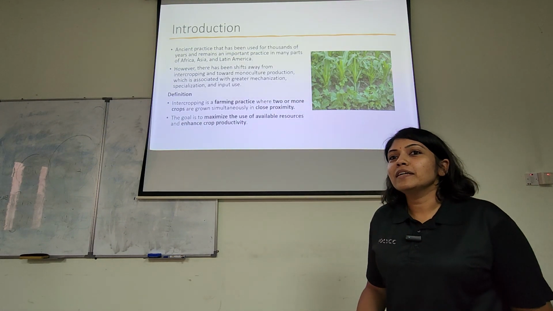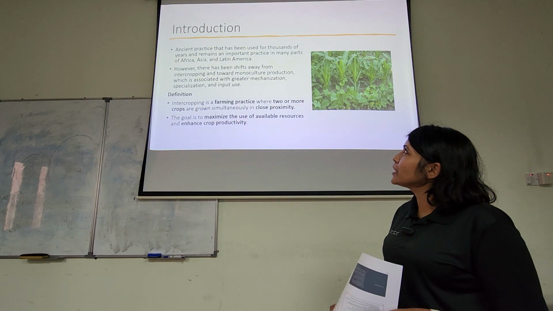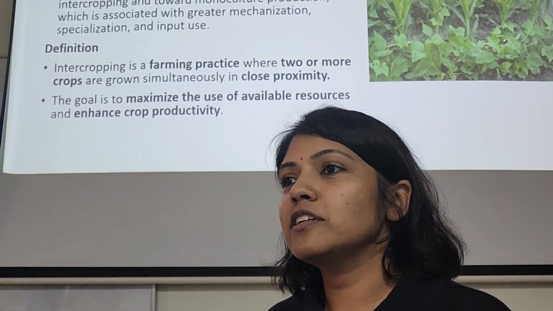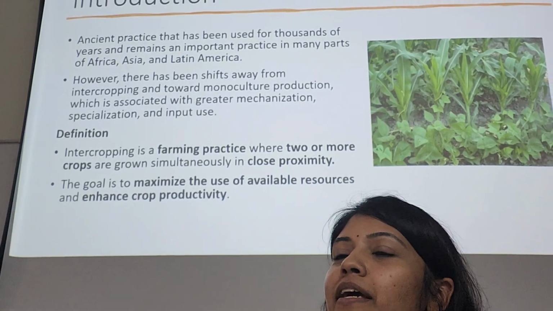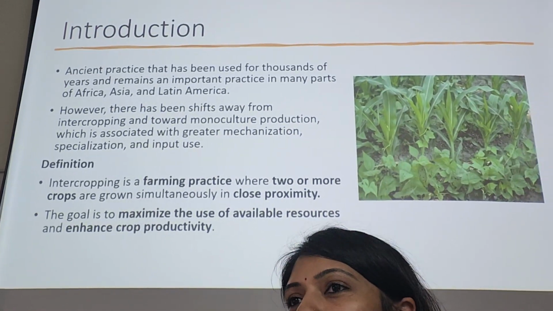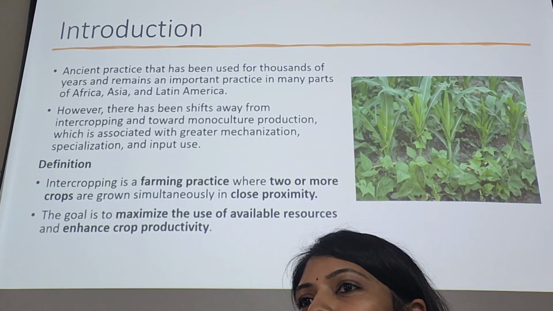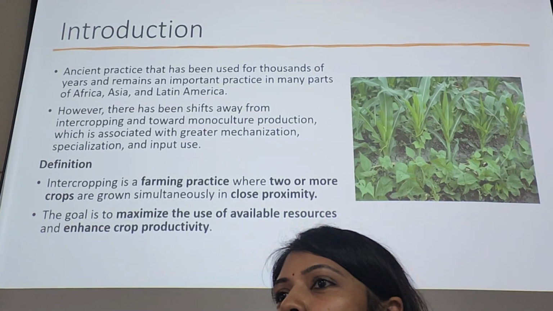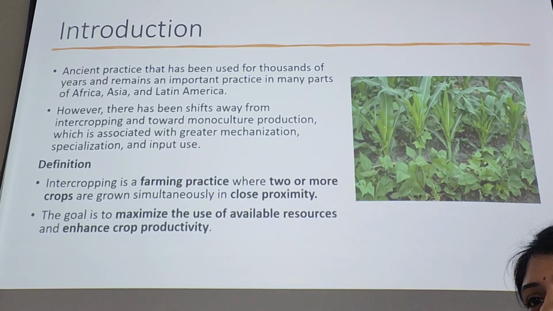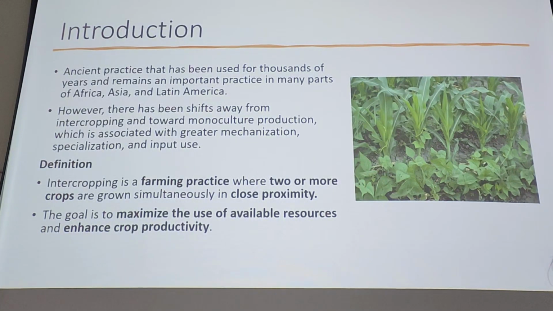Okay, so intercropping is actually an ancient practice that has been used for a very long time. So in some countries, they are still using intercropping. However, as we move forward nowadays, it's actually more towards monoculture because it's easier to manage the crop, and also because it's a focused production. So they tend to plant only one species of crop in a piece of land.